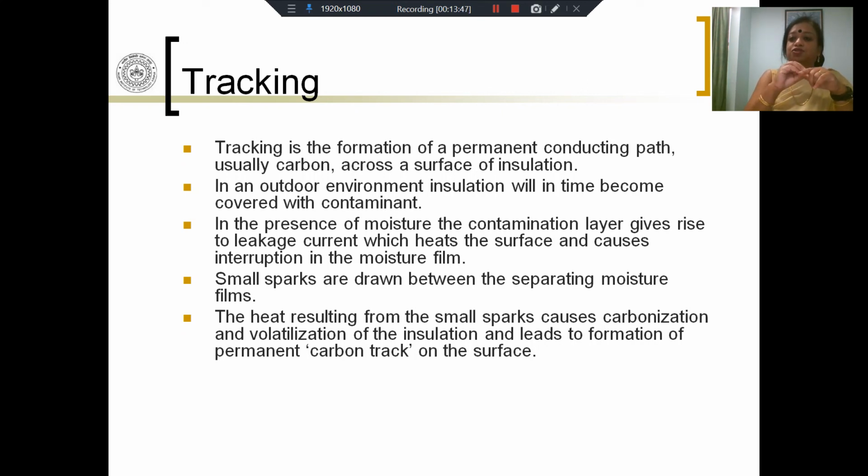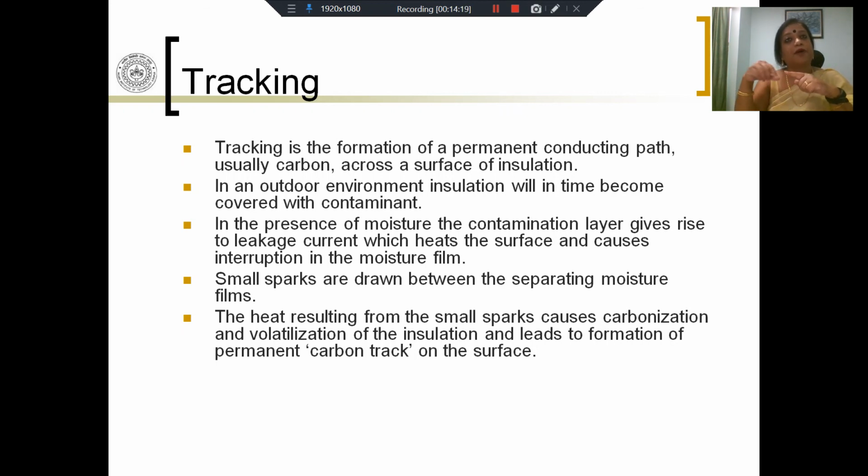When an arc is drawn along this small interruption in the moisture film, a very large amount of heat is generated. This heat is generated because of the sparks, and these small sparks which are drawn between the separating moisture films may irradiate so much heat that volatilization of the insulating material happens. That means from the solid, it immediately reaches its vapor stage, so the material is completely eroded and volatilized.